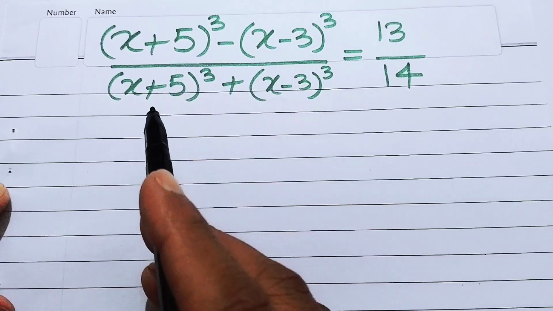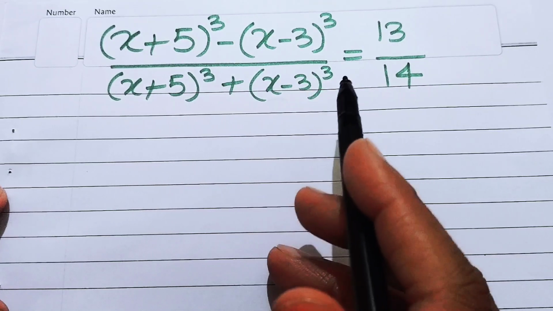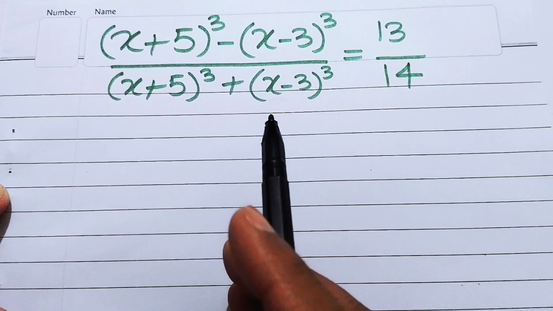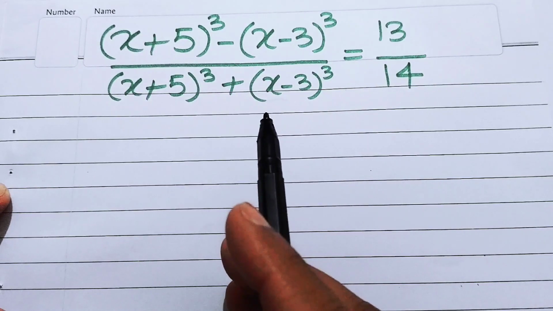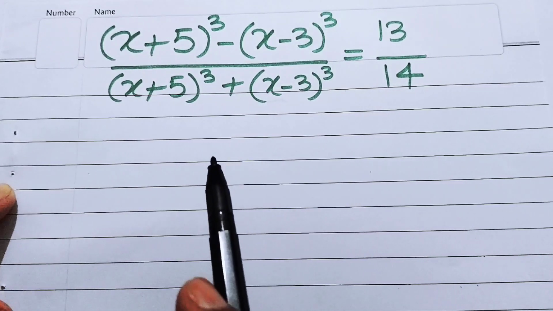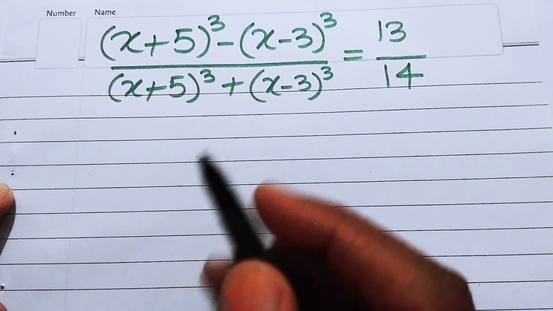Welcome to solve this math algebra problem. Here we have (x+5)³ − (x−3)³ over (x+5)³ + (x−3)³ equals 13 over 14, and we will solve this problem for the values of x. In this problem we use the theorem of componendo and dividendo rule.